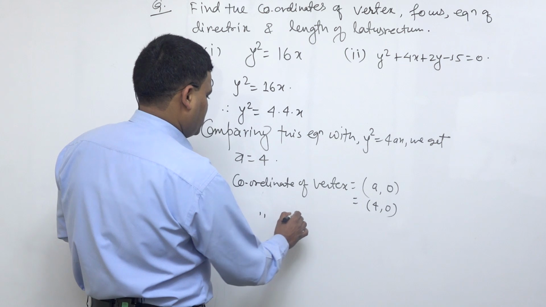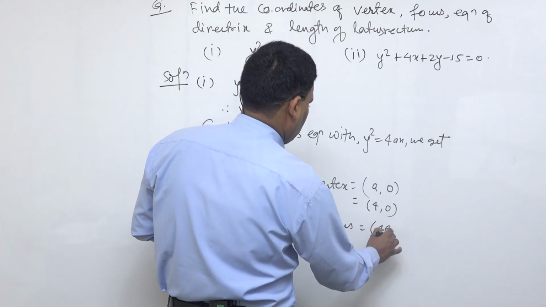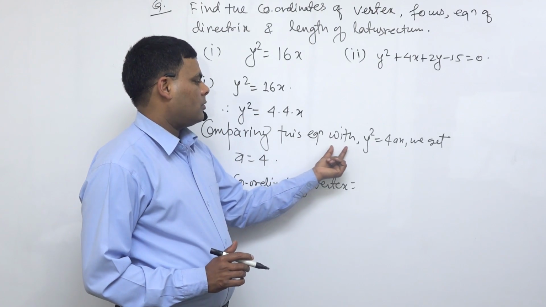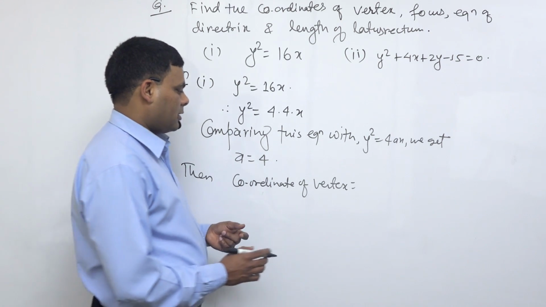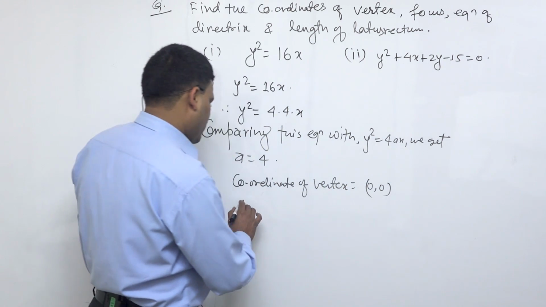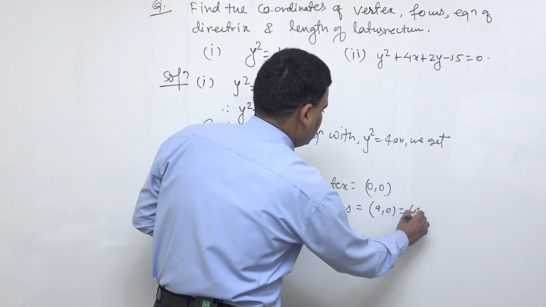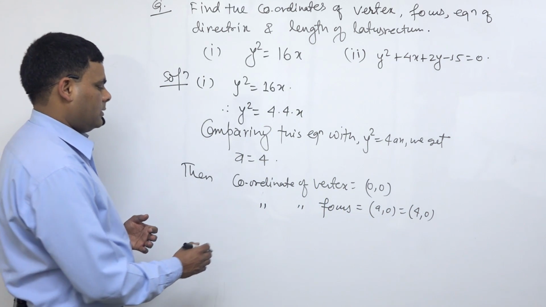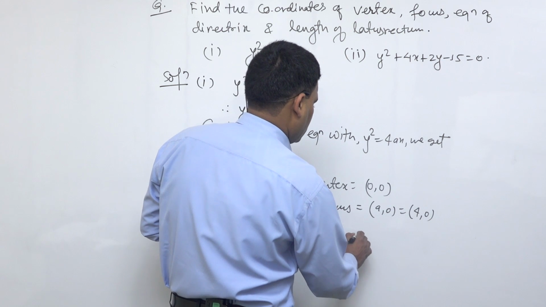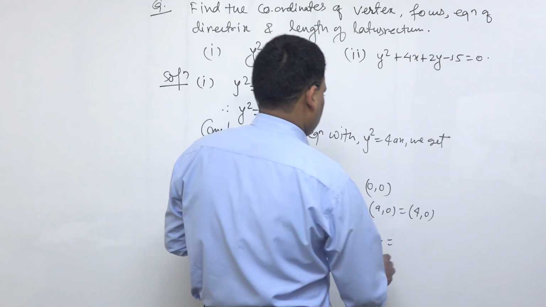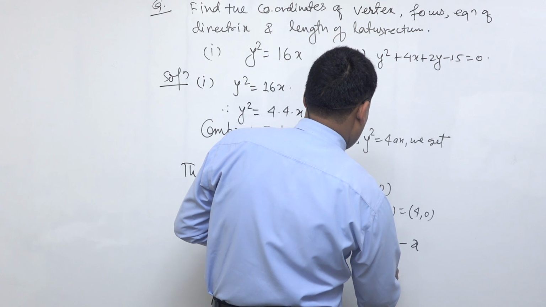And the coordinate of focus equals to a, 0. Comparing this equation with y square equals to 4ax, we get a equals to 4. Then this is the standard type of parabola. So its coordinate of vertex equals to 0, 0, and coordinate of focus equals to a, 0 equals to 4, 0. And equation of directrix is x equals to minus a. That is x equals to minus 4.